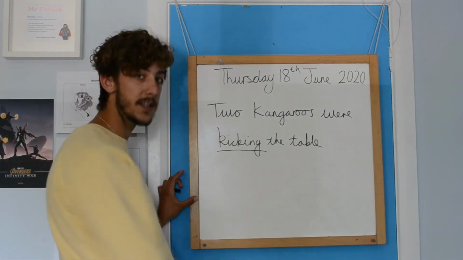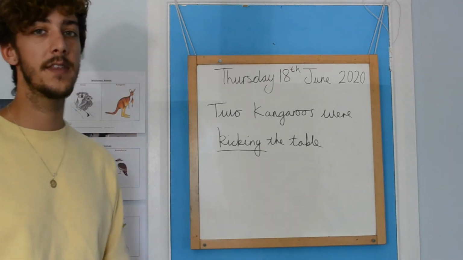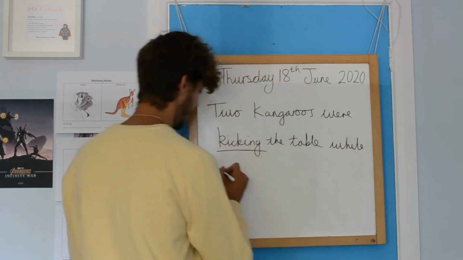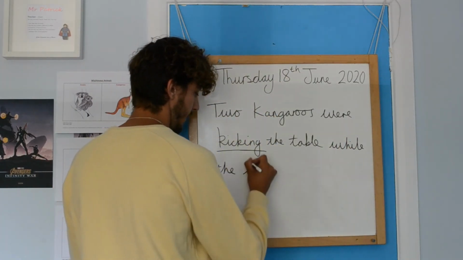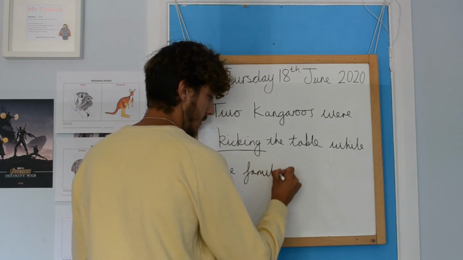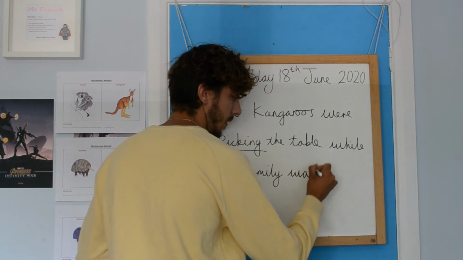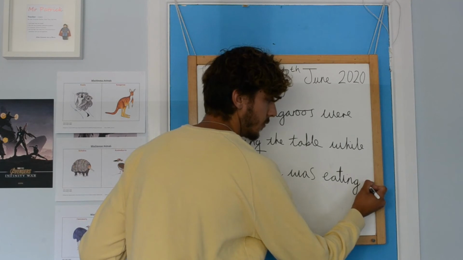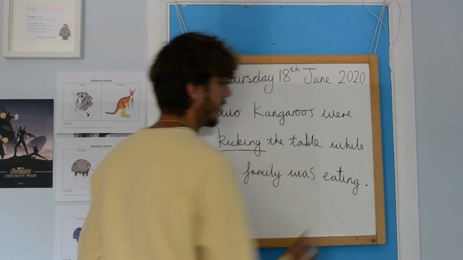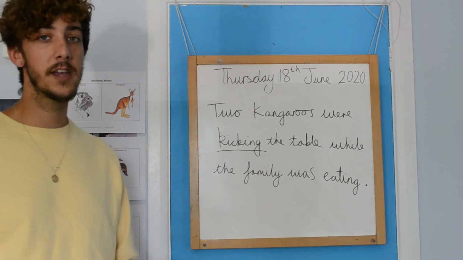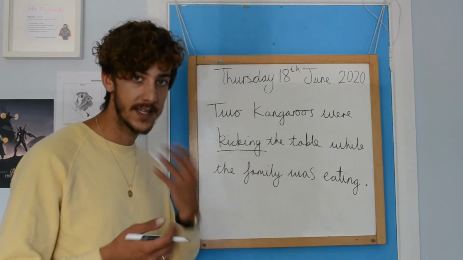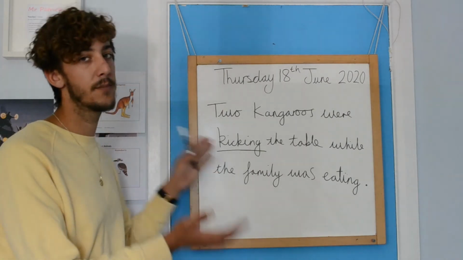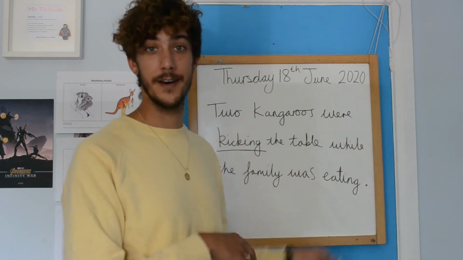So for example, we could take this full stop out. Two kangaroos were kicking the table while, let's add while to connect it, while the family was eating. Full stop. Alright. While the family was eating. So, this suggests that the kangaroos came to the picnic while the family was eating and they started kicking the table then. So it shows two events taking place at the same time in the past.